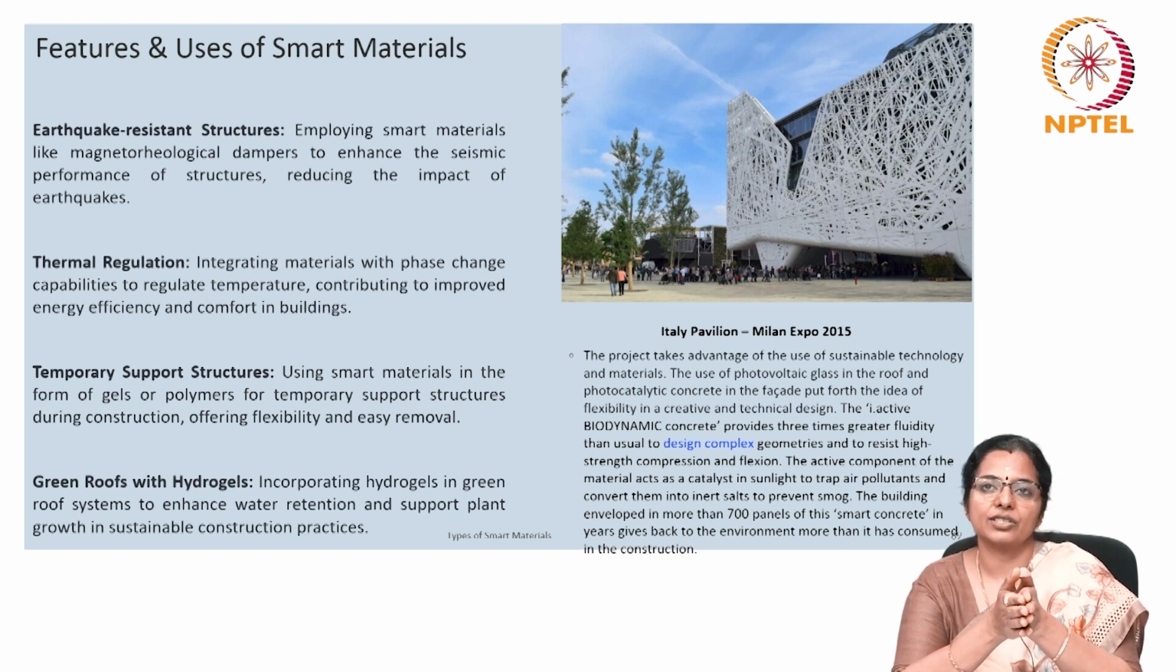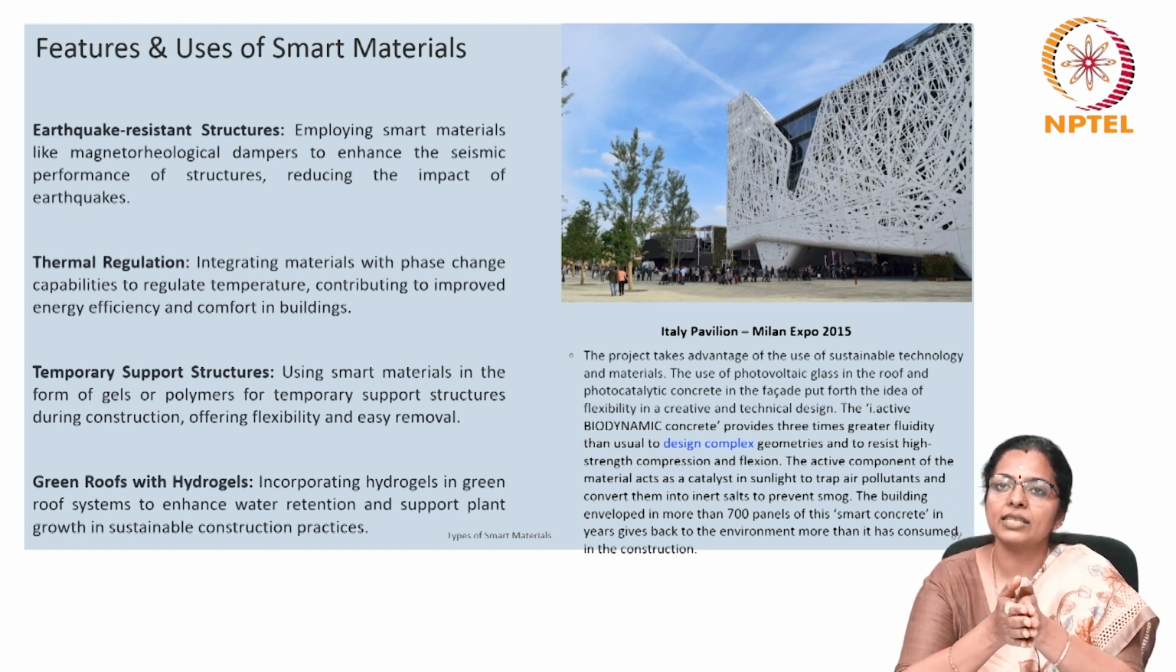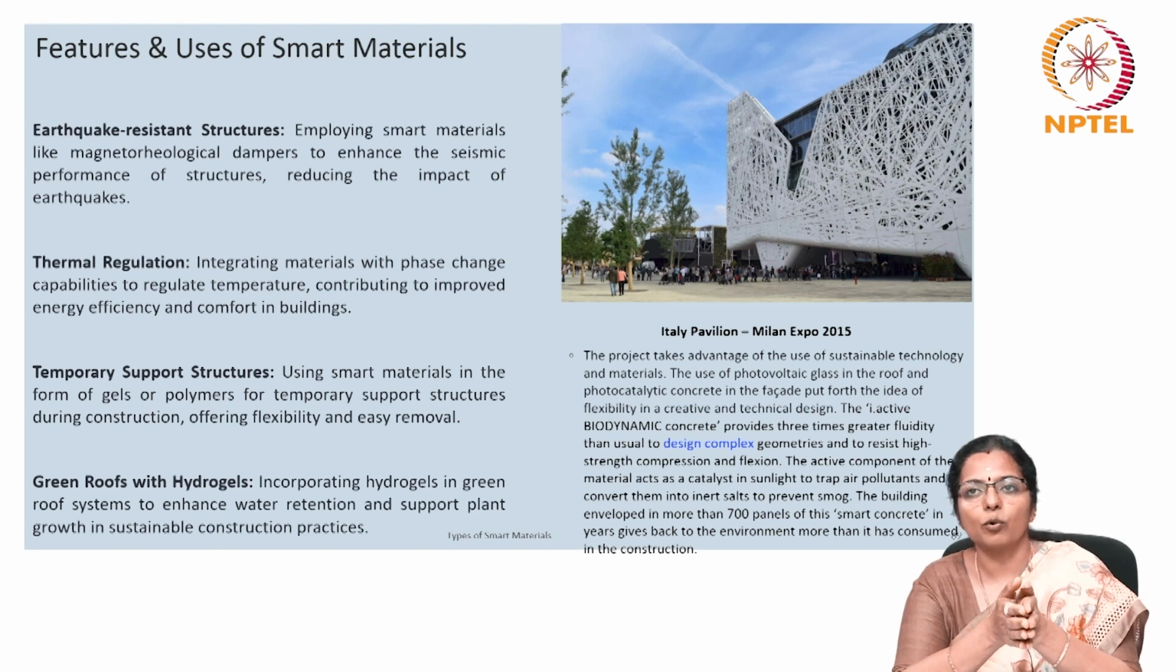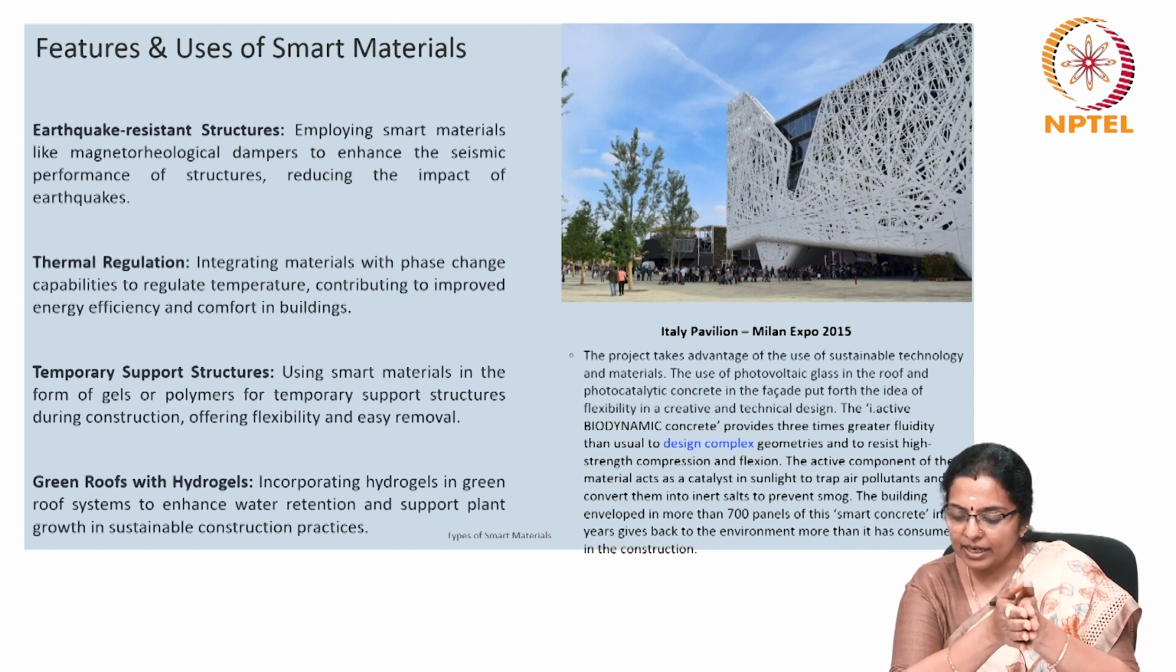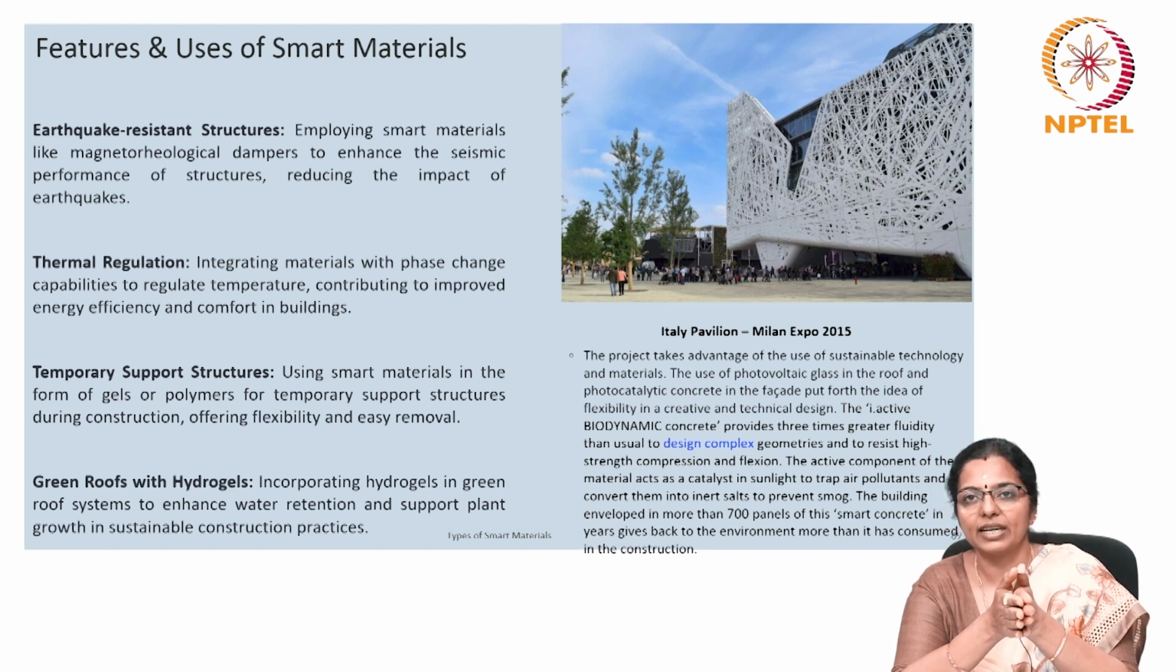Green roofs with hydrogels: incorporating hydrogels in green roof systems to enhance water retention and support plant growth in sustainable construction practices. We'll just take a quick and small example of the Italy Pavilion at Milan Expo 2015. This project takes advantage of the use of sustainable technology and materials. The use of photovoltaic glass on the roof and photocatalytic concrete on the facade put forth the idea of flexibility in the creativity and technical design.